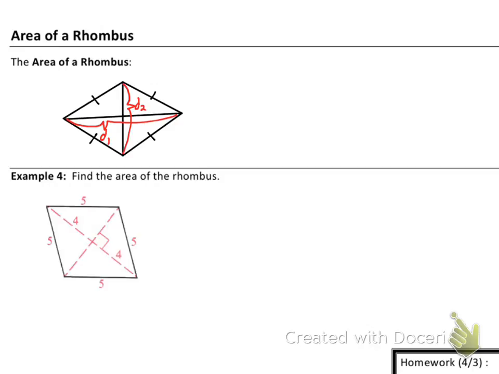I also want to rehash that if this is 2, this is 2, so the whole diagonal is 4. I might just give you this bit and say this is 3. You have to know that the full diagonal is 6. It's twice whatever this little section is. So the area of a rhombus is going to equal half of diagonal 1 times diagonal 2. And that's it. It's just diagonal 1 times diagonal 2 and half that.